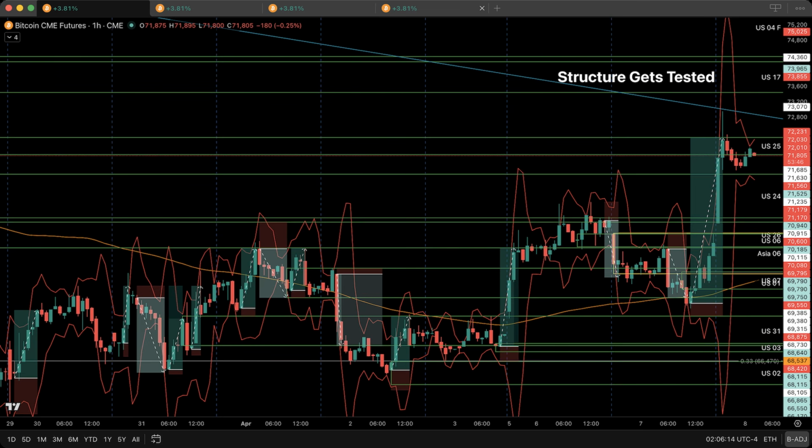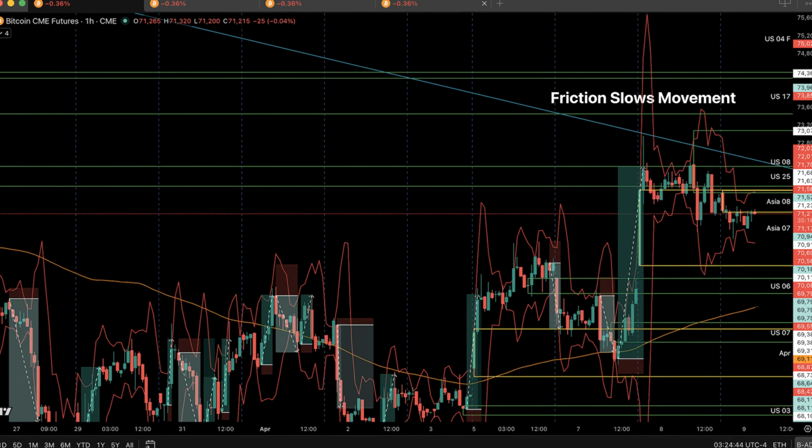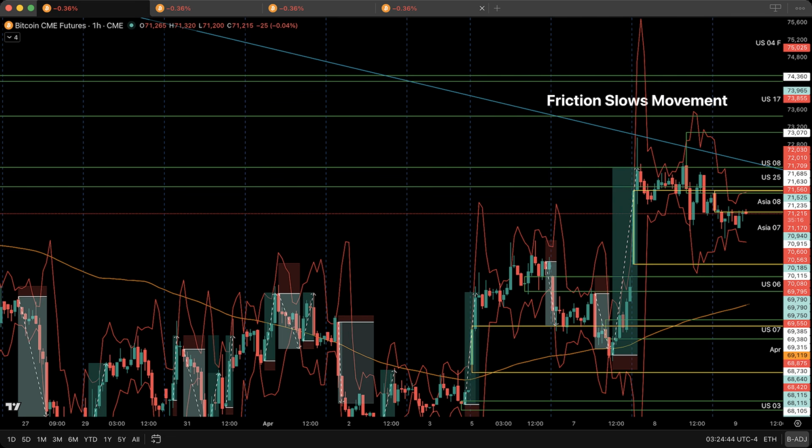Now nothing holds. Now the sequence accelerates again. Reach. Fail. Return. Reach again. Fail at the line. Return faster. Now the session confirms friction, not expansion, not trend. Friction. The line above. The boundary below. Price moves between them, but cannot escape. Price moves fast, but it cannot stay there.